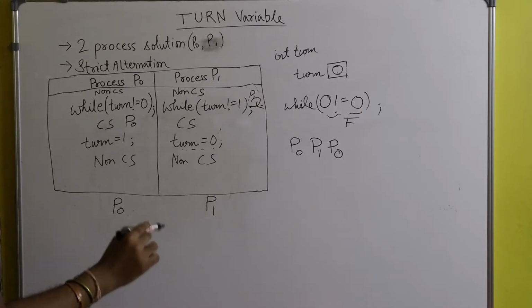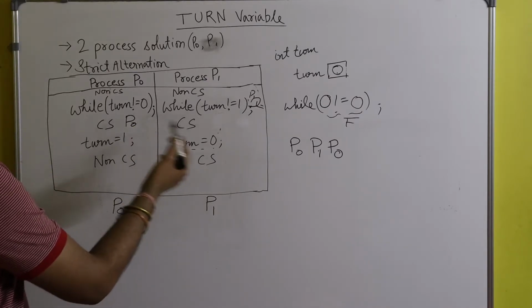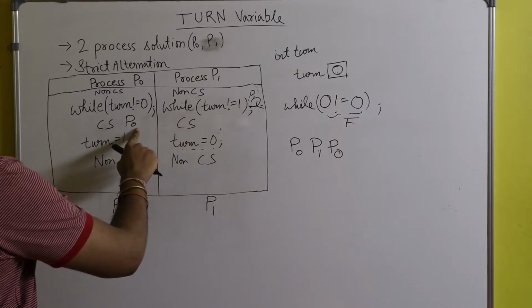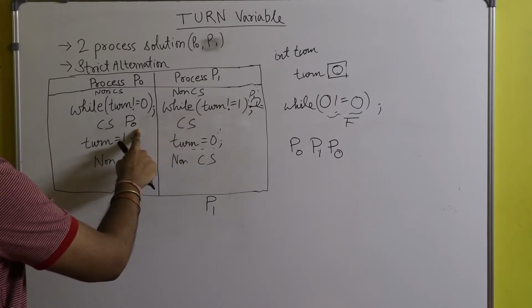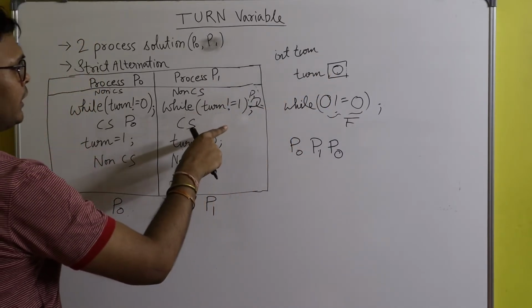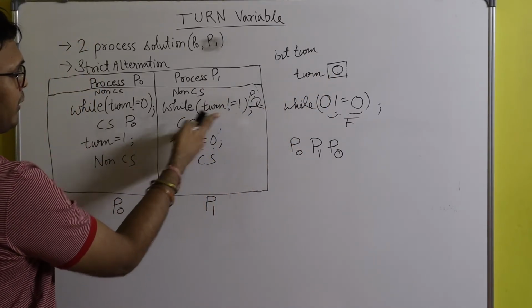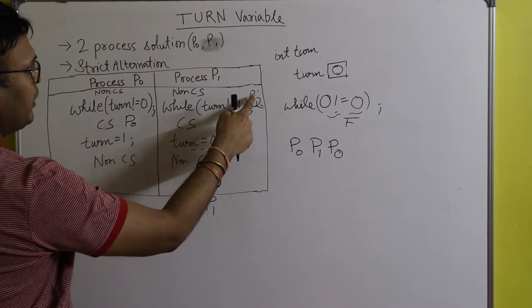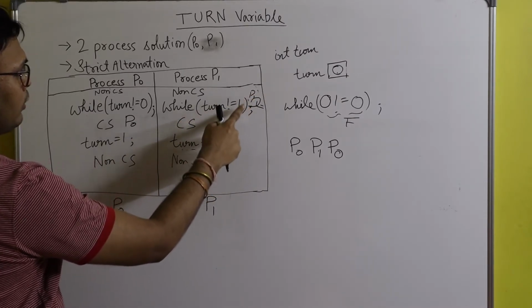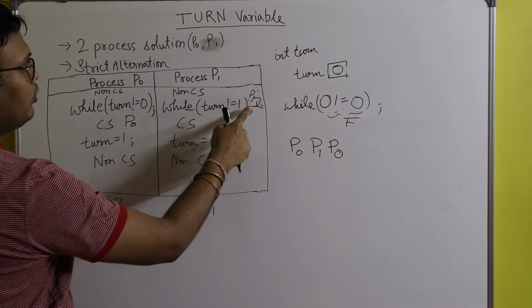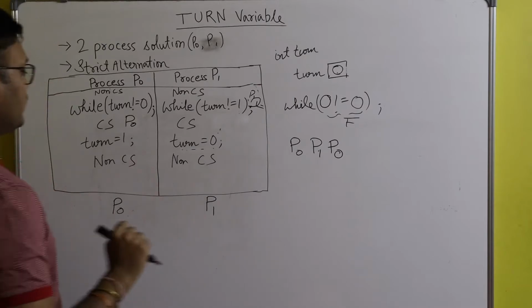And now when P0 is already inside the critical section, the value of turn is 0. Since the value of turn is 0, this statement is true, and since this statement is true, P1 can't come out from the while loop. P1 is already stuck in the while loop. So here you see mutual exclusion is guaranteed.